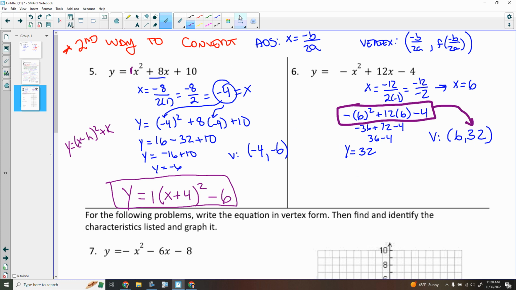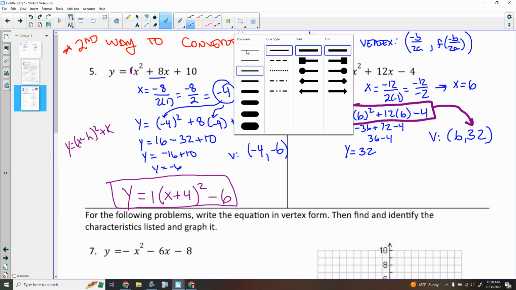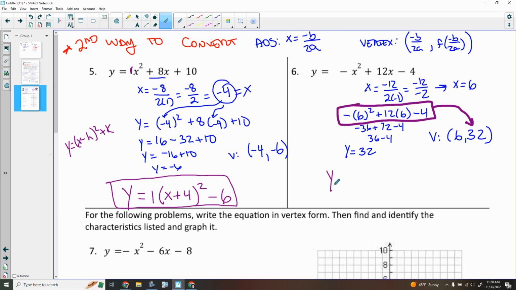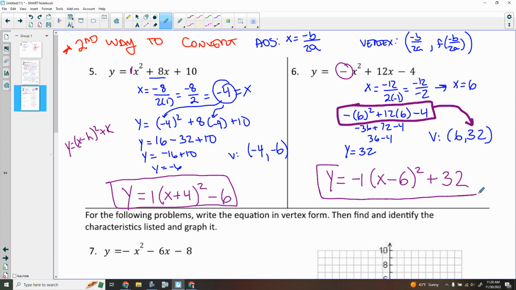Okay? All right, so writing this in vertex form, y equals my a, which is negative 1, times x minus my x value of my vertex, which is 6, squared, plus the y value of my vertex, which is 32. So in vertex form, it is negative the quantity x minus 6 squared plus 32.